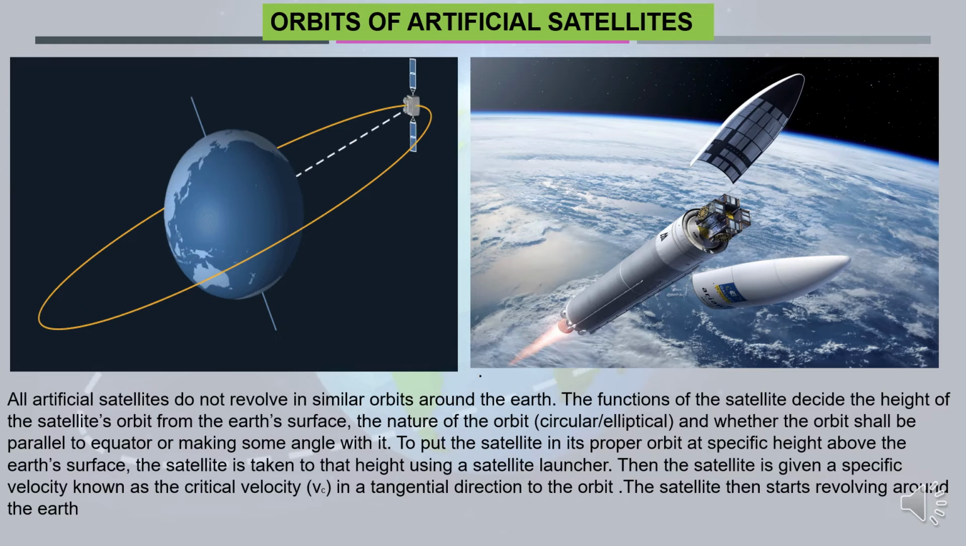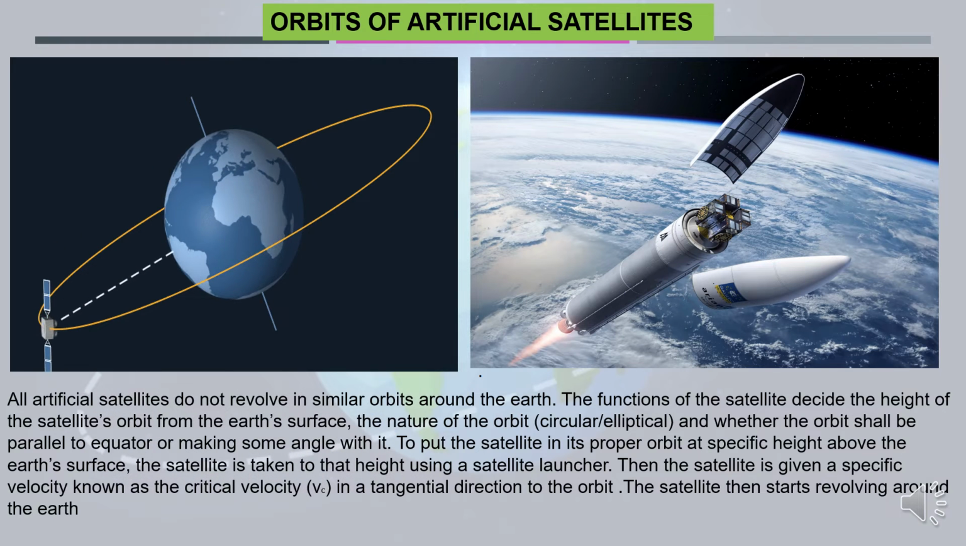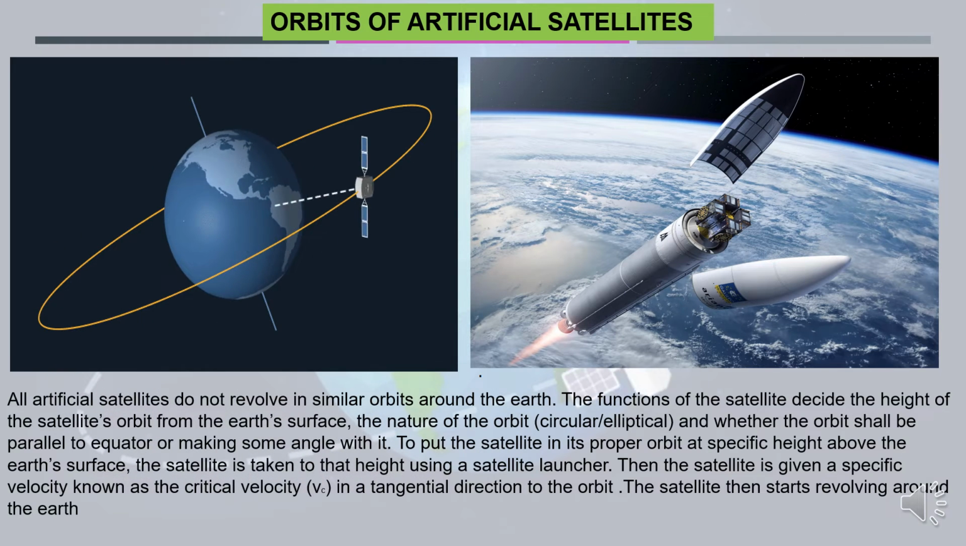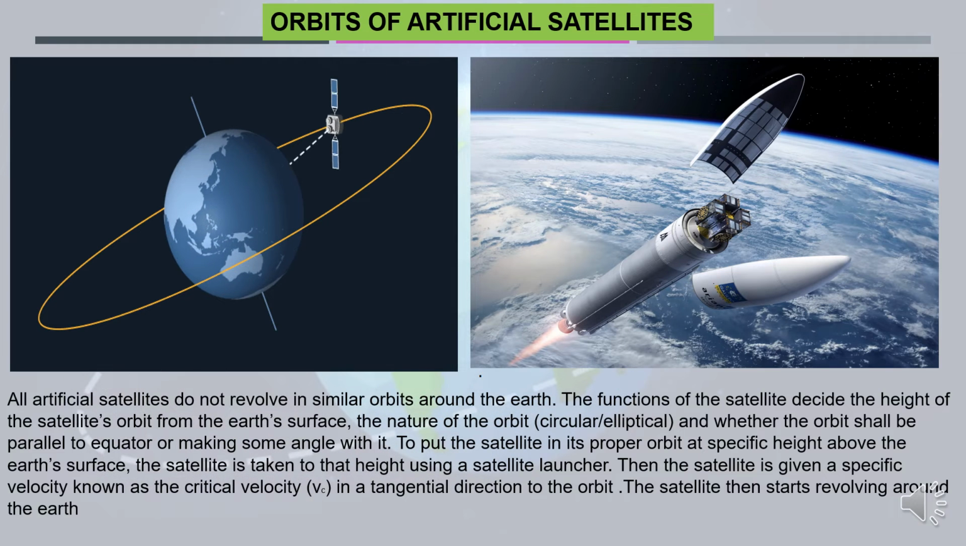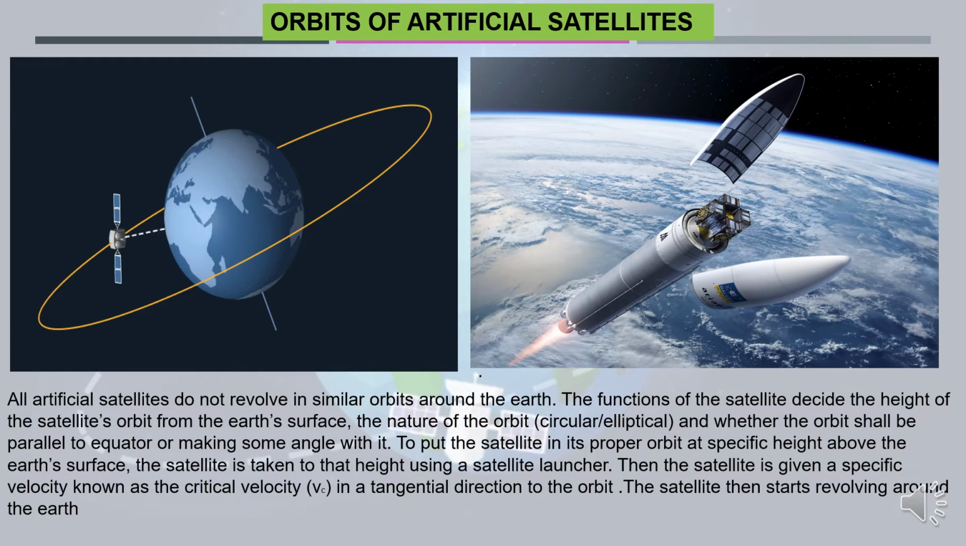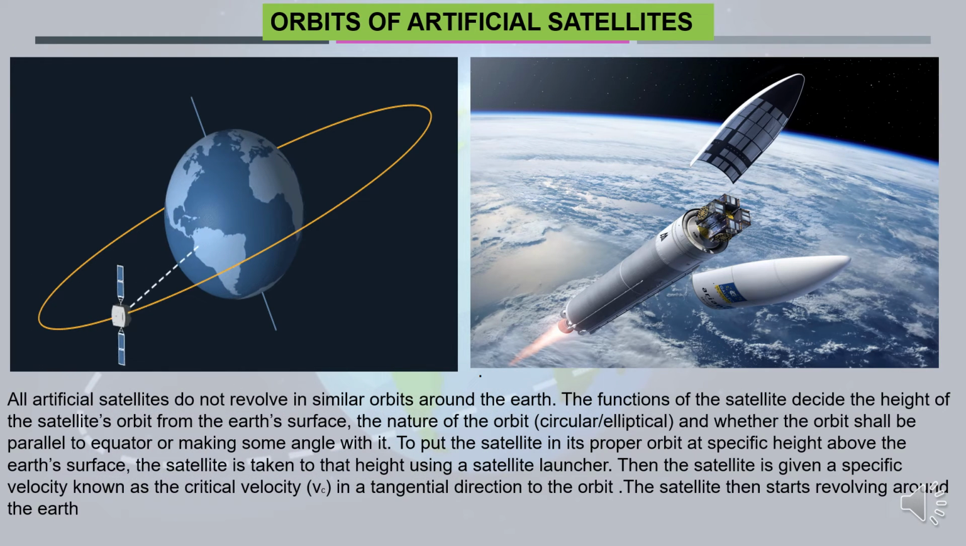Okay, now to put the satellite in its proper orbit at a specific height above the earth surface, the satellites are taken to that height using a satellite launcher. Now on the right hand side you can see this is a satellite launcher which is carrying the satellite. अब ये सैटेलाइट खुद से नहीं जा सकता अर्थ से स्पेस में, तो उसे लॉन्च करने के लिए एक सैटेलाइट लॉन्चर की जरूरत होती है. Now these satellite launchers have fuel in them and they take the satellite into that particular orbit. वो एक ऑर्बिट में जिस ऑर्बिट में उसे छोड़ना है वहां पर उसे छोड़ देते हैं.